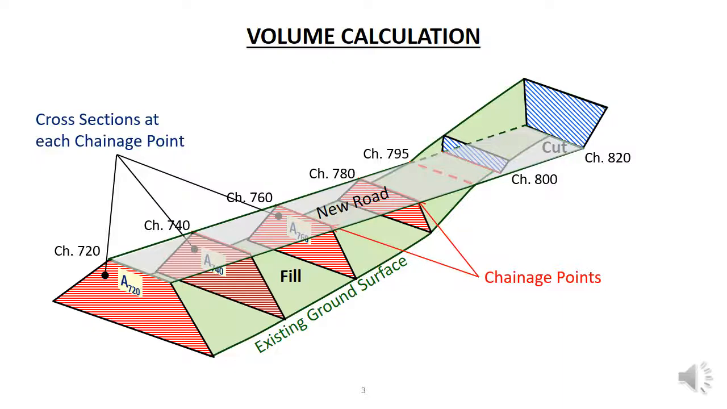From that, we can figure out how much plant we need to move the soil efficiently, how long it's going to take us to do the earthworks, and how much it will cost. The first step is calculating the volume of each section.